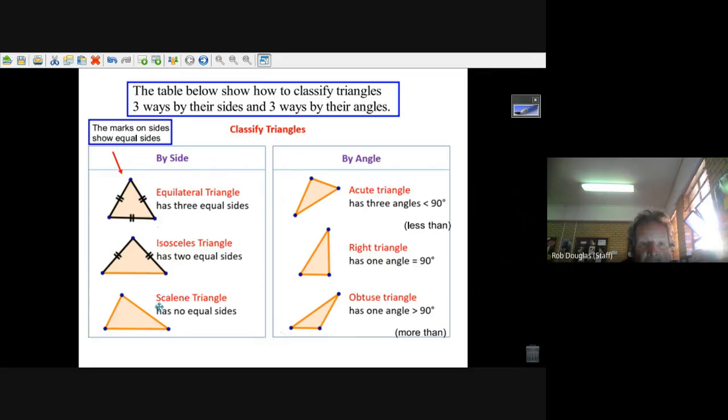A scalene triangle has no equal sides. So that's how you classify by sides. By angle, if all the angles are less than 90 degrees, it's called acute. If one angle is a right angle, then it's a right angle triangle. If one angle is greater than 90 degrees, it's an obtuse triangle.